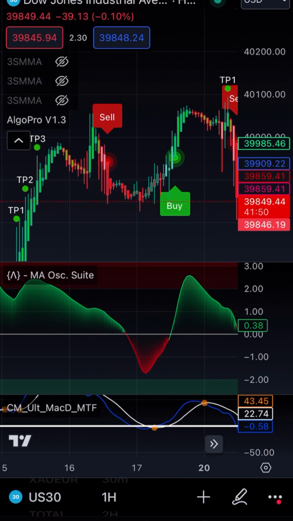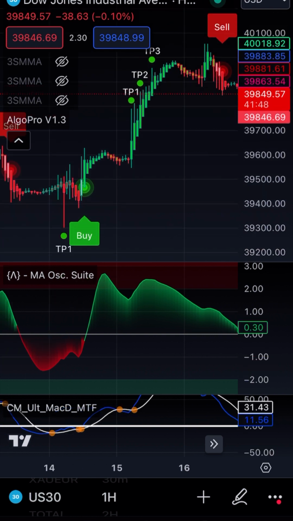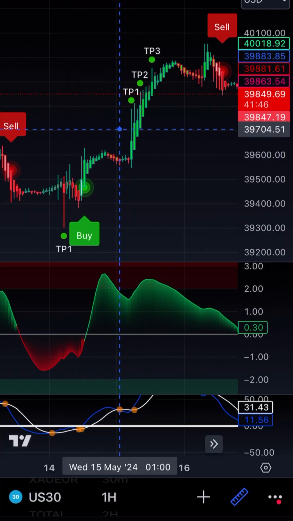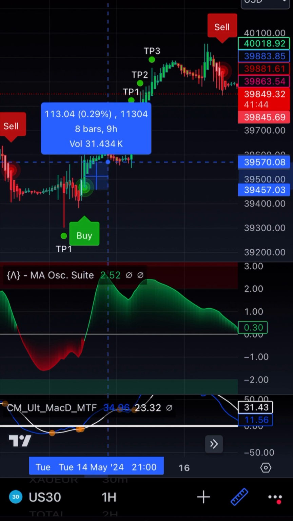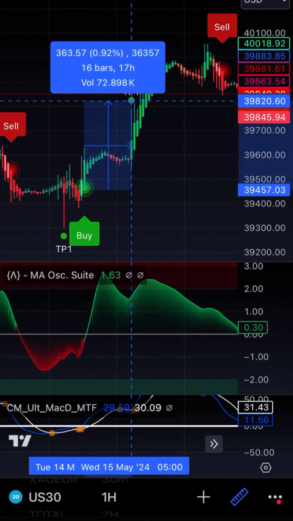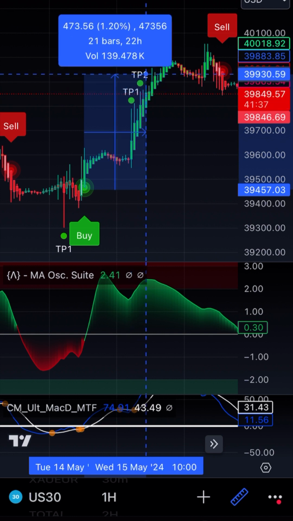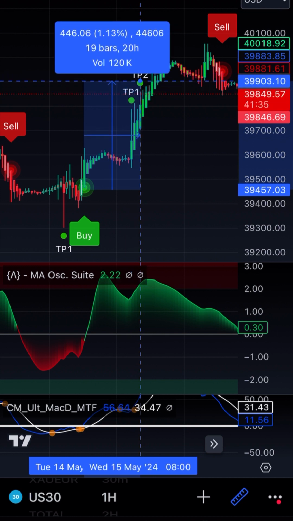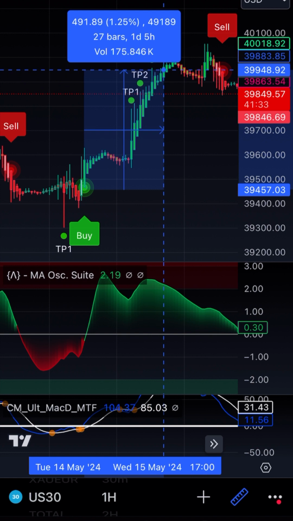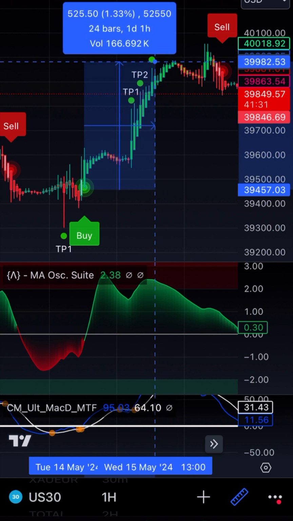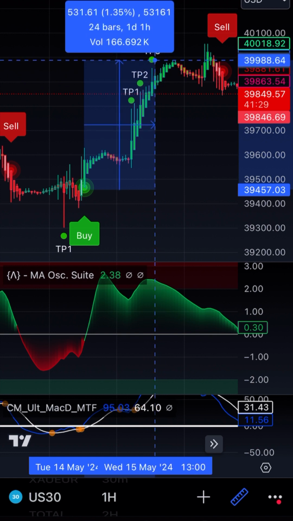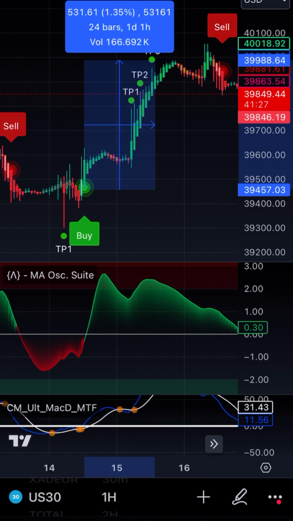This is about 80 bucks. Got a buy signal right here. If you rode this out to the first take profit, you would have made $363 for the first take profit, $446 for the second take profit, $531 for the third take profit.